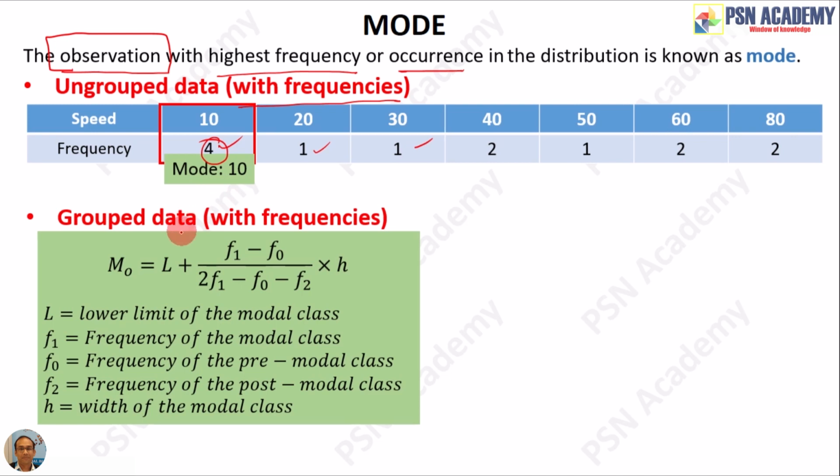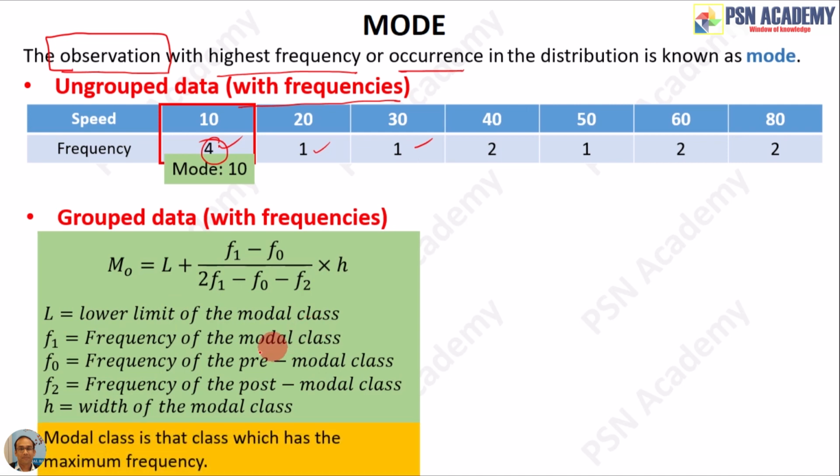Now we go with grouped data. You have this formula. Now L is the lower limit of the modal class. What is the modal class? Modal class is that class which has the maximum frequency. So we have the lower limit of the modal class as L, and F1 is the frequency of that modal class, F0 is the frequency of the class previous to the modal class, and F2 is the frequency of the class next to the modal class. And h is the width of the modal class.